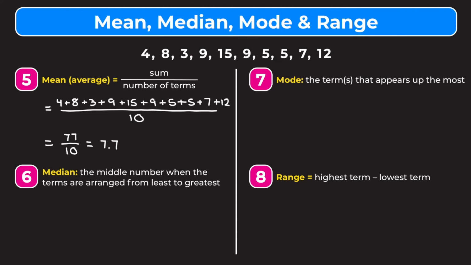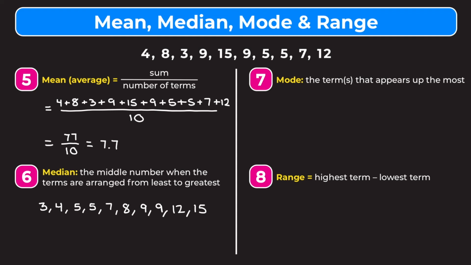Example 6 is we're finding the median. So we have to line the numbers up from least to greatest. We have a 3, a 4, we have 2 5s, a 7, an 8, we have 2 9s, a 12, and a 15, and we want to make sure that we wrote 10 numbers down here so we didn't miss any numbers. And if we count these up, we do have 10 numbers.